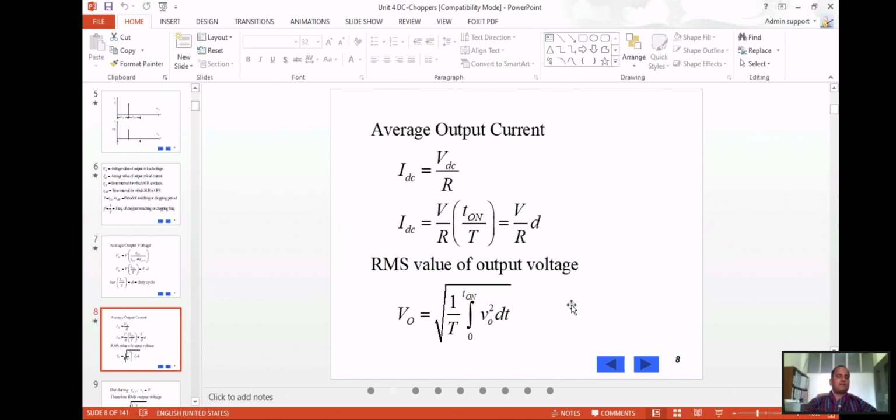And the average output current will be VDC by R if it is a purely resistive load. So IDC will be equal to VDC by R. So IDC can be calculated as V by R into D.